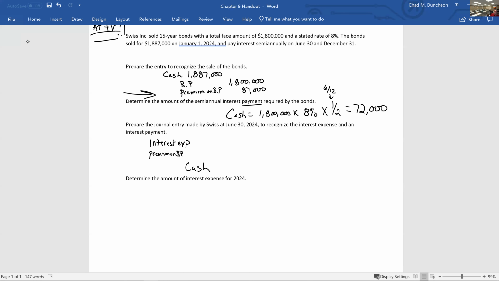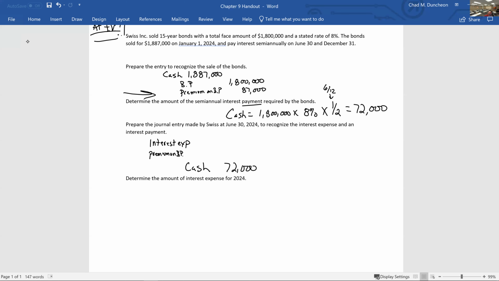You're always going to have interest expense and cash. If it was a discount, if you still left that line blank, it'd be fine because you would just move it over to the credit. You would credit a discount in this case. Okay. So right above it, we calculated the cash, so we can fill that in.